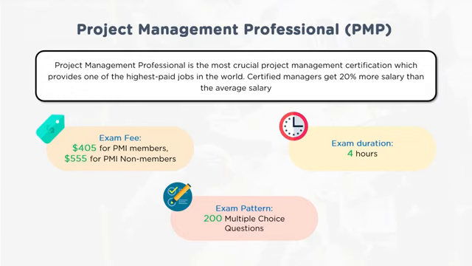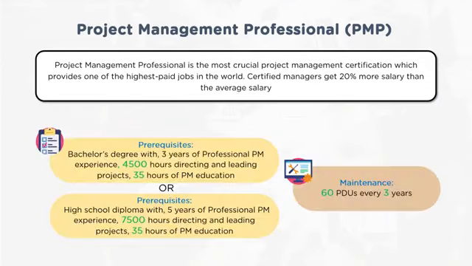Once the person becomes eligible with those prerequisites, the person registers on PMI's website, becomes a member, and then goes for the examination. The examination fee for PMP would be $405 for members registered with PMI, and for those who are not registered as a member with PMI, it is $555. The duration of the examination is 4 hours, and the number of questions will be 200, which are multiple choice questions. Each question carries 1 mark. There is no negative scoring. Now prerequisites, one has to have 4,500 hours directing and leading the projects.